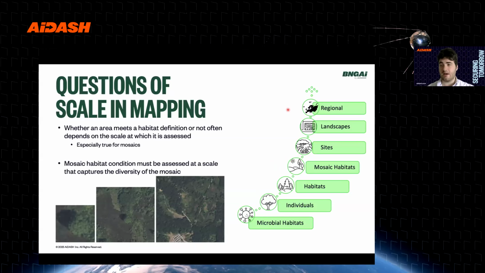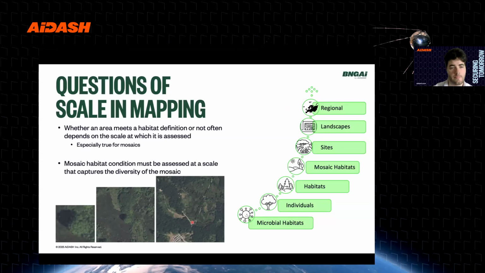So we have these different spatial scales that we do habitat classification and mapping at. And really, when we think about mosaics, we need to be thinking about shifting up to those higher spatial scales so that we can make appropriate decisions about how to map things for the purpose of BNG. And we need to think about that scale, because whether or not the habitat meets the definition of the mosaic will depend on the spatial scale that you're looking at.